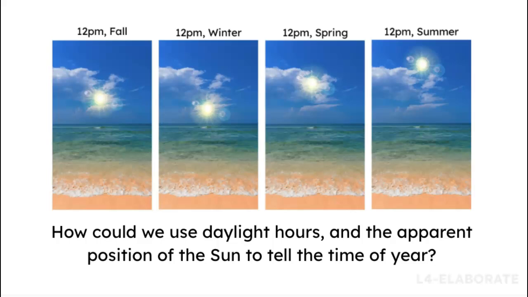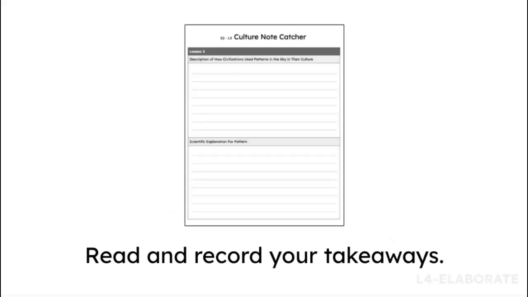For the Elaborate portion, you'll ask students how they could use daylight hours and the apparent position of the sun to tell the time of year. You'll have students read Ancient Stone Circles and the Changing of the Seasons to learn about how civilizations tracked the changing seasons by observing sunlight patterns. As students read, you'll have them record their takeaways in the Culture Note Catcher student journal page.